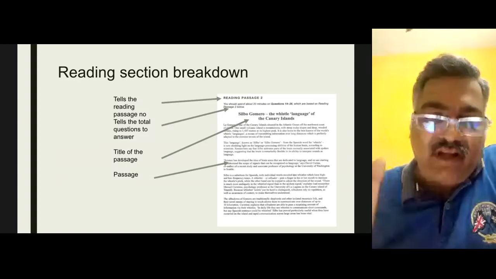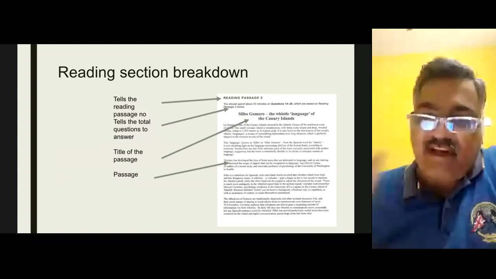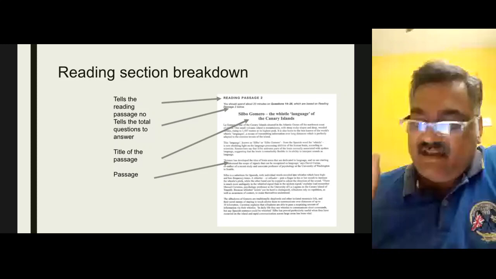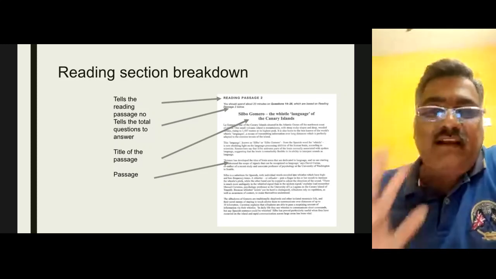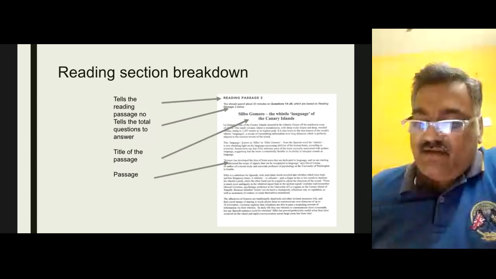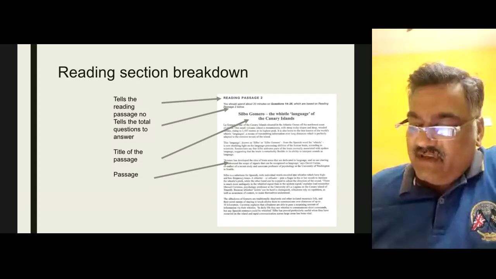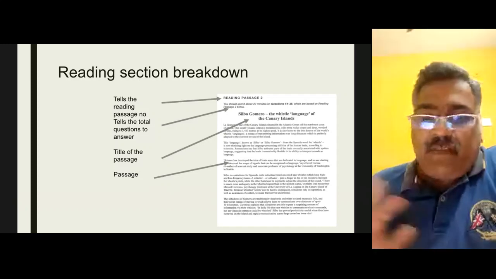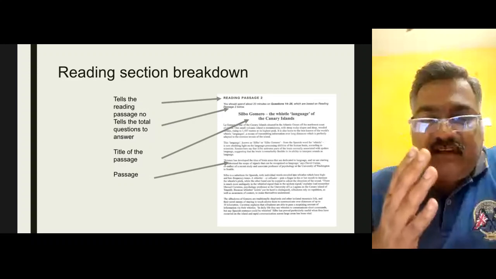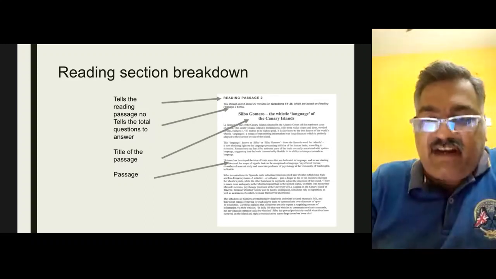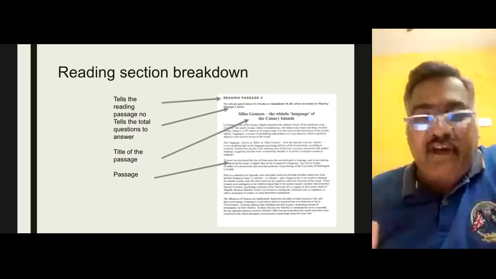Even if you do not understand that particular title, not a problem. This is just for information as to what the title means. Okay, so don't worry about the title so much. Then comes the actual passage. The actual passage can be around 8 paragraphs, 6 paragraphs, or 10 paragraphs.